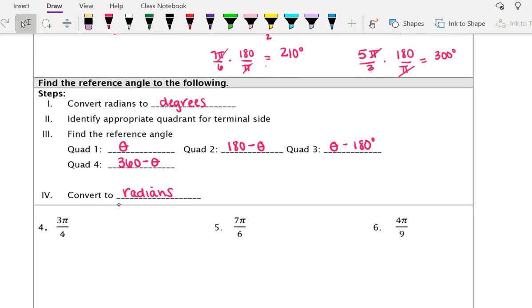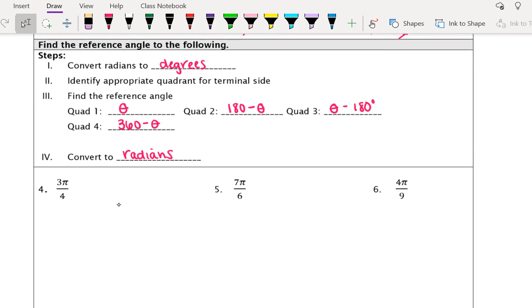Okay, so if I want to find the reference angle for 3 pi over 4, first of all, where is that angle? So 3 pi over 4, it's 3/4 pi. Well, here's pi, here's 0. So this is half pi, which means that 3/4 pi is right over here. Okay, so this is 3 pi over 4. We're in quadrant 2.